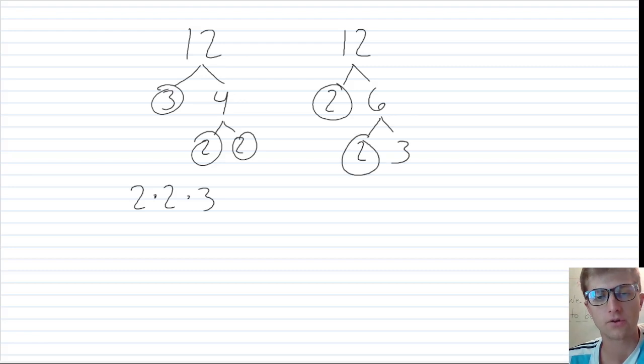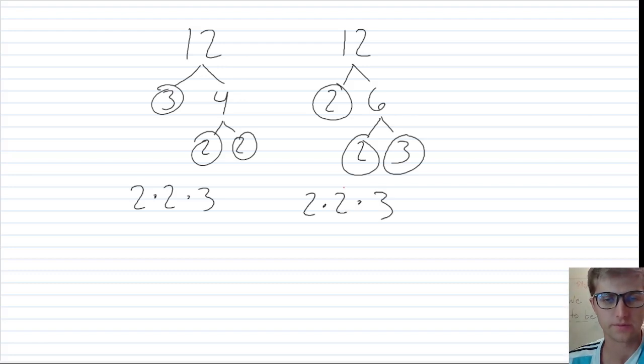2 we can't break down anymore, let's circle it. 3 can't break down anymore, let's circle it. What are we left with? We're left with 2 times 2 times 3. Look at that. These are all primes, they are prime factors, and they give us 12.